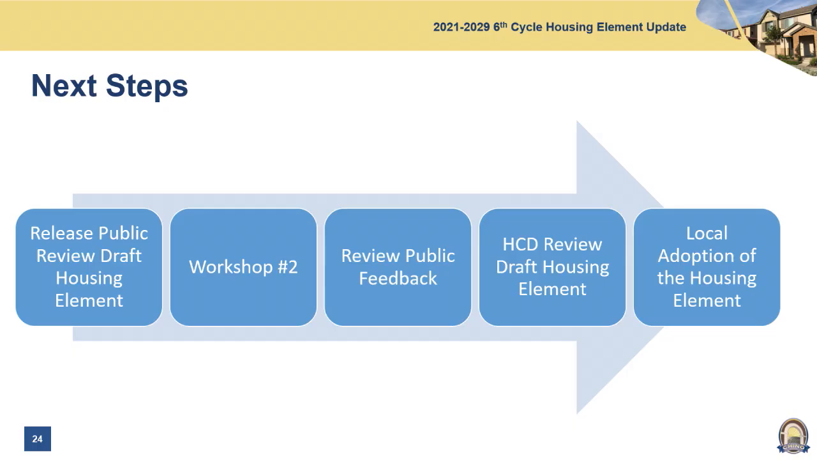So next steps: we released the public review draft. Tonight is workshop number 2, then 30 days for public review and feedback. After that, the feedback will be incorporated into the housing element document. And then ultimately, the document will go for review by the State Department of Housing and Community Development. It's a requirement of every document that intends to be certified for any state or county within California. And then hopefully after that, local adoption by City Council. So that is essentially the rest of the work timeline that we have for this process. It seems like a lot, but it will go very quickly.